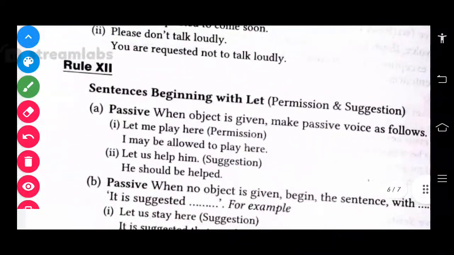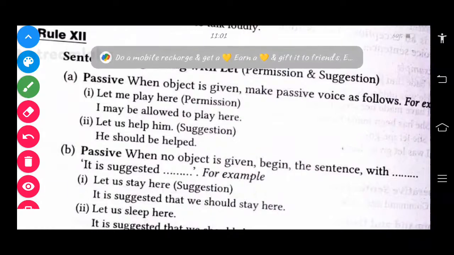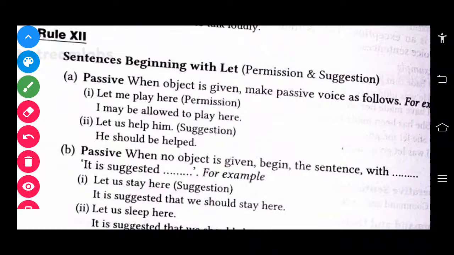Right, see. Rule number 12. Let's see the rule number 12. Say sentence beginning with let. Okay, let me play here. Right, try to understand here. See, if there is imperative sentence, the imperative sentence has been used in the passive by using let. Right? So as Trivikram told, close the door. So it was answered like this: let the door be closed. Let the door be closed.